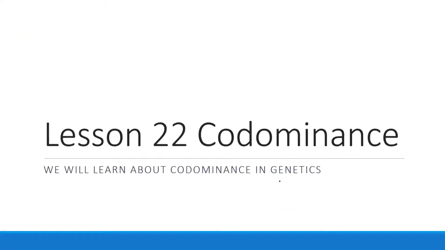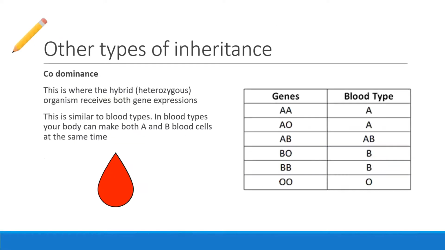Now, the next type we're going to talk about is something called codominance. Now, codominance, this is where a hybrid, in this case, a heterozygous.